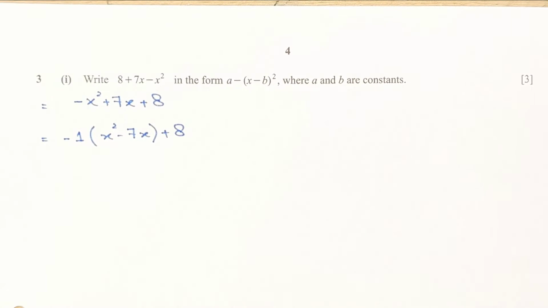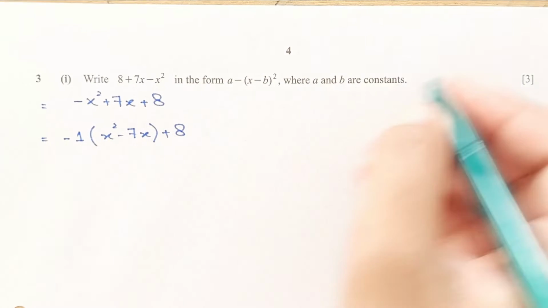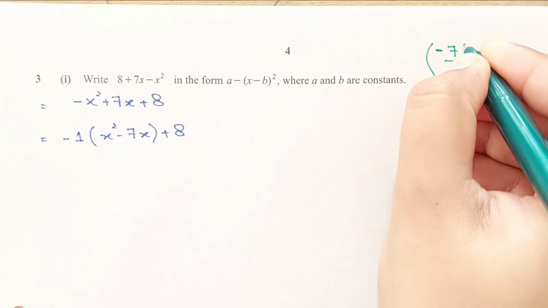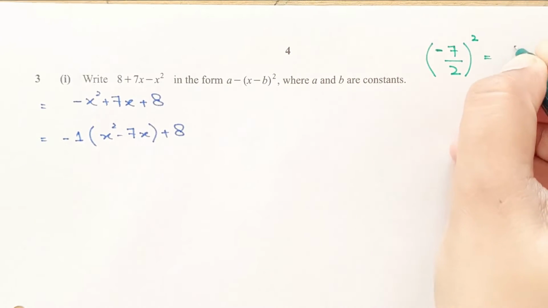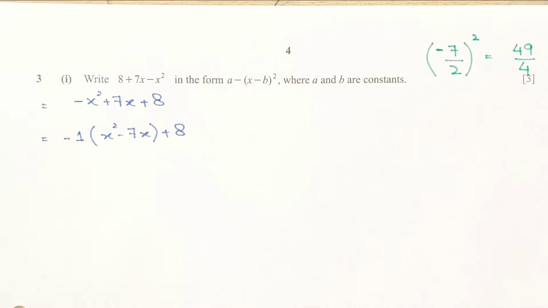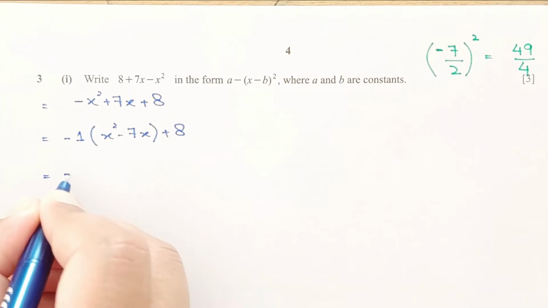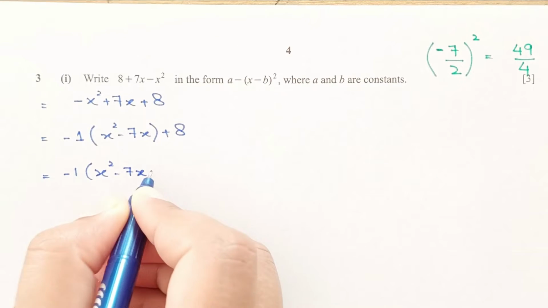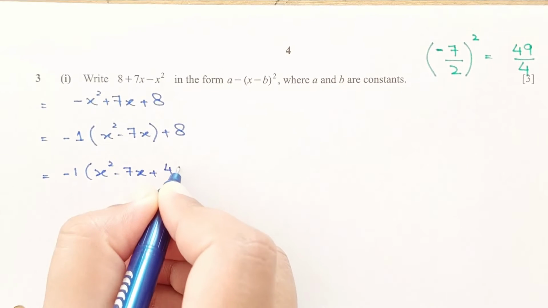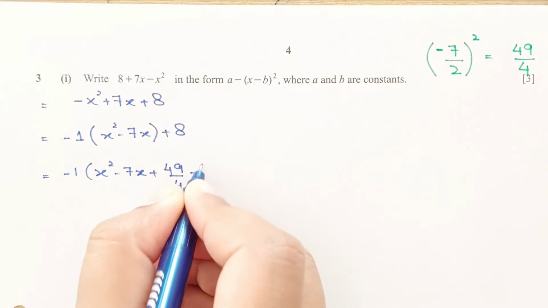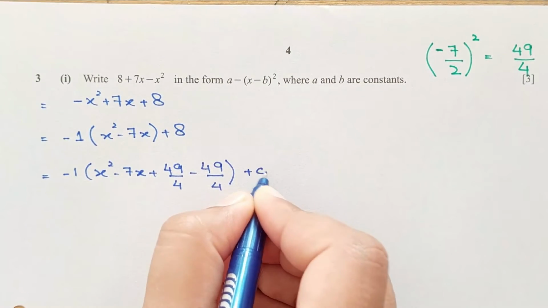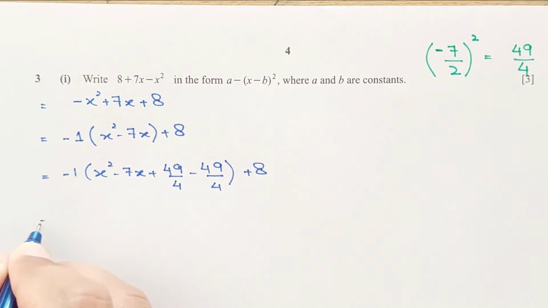Now, in the next step, we have to take the coefficient of x, that is negative 7, divided by 2 and take its whole square. So this is 49 by 4. So we add 49 by 4 and subtract 49 by 4 inside the bracket. So minus 1 is outside, x square minus 7x plus 49 by 4 minus 49 by 4, and positive 8 is outside. Now complete the square.